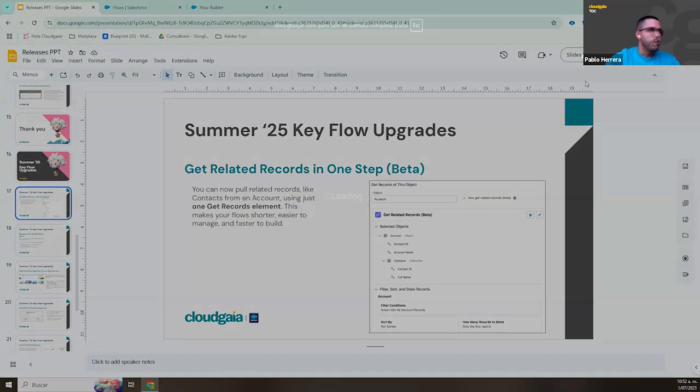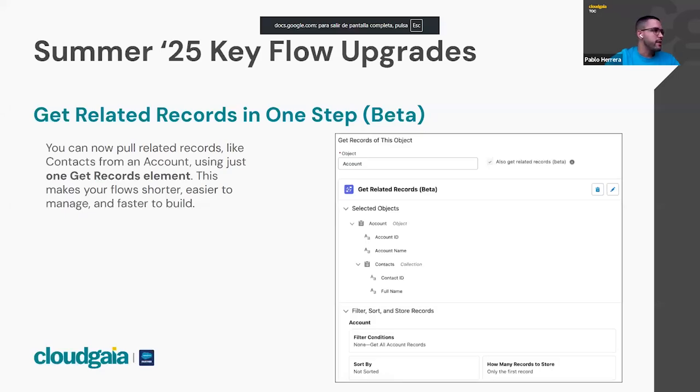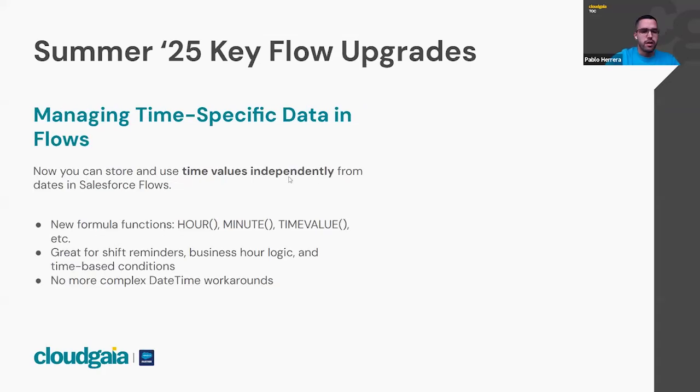All right, so the next big feature that is coming in the Summer '25 release. Up until now, working with time-only values in flows was kind of a pain. You'd often have to use full date-time fields or do clunky workarounds like extracting the time from a string. It was not very fine and definitely not efficient. But now we finally have a native time type in Flow Builder, which means that we can store, use, and evaluate time values separately from dates.